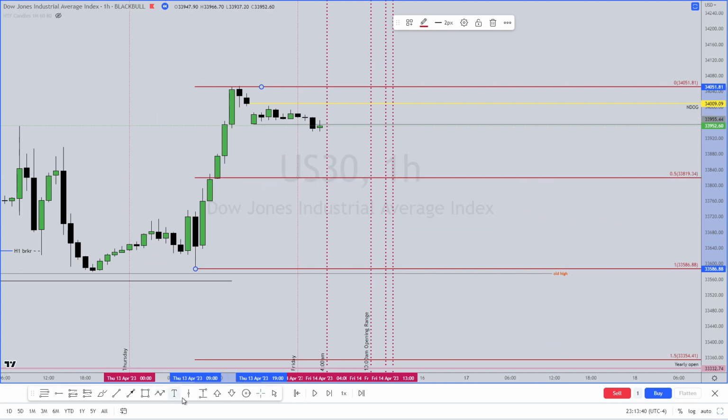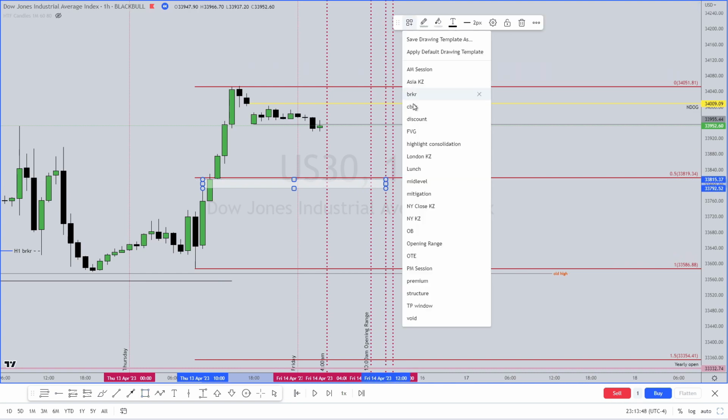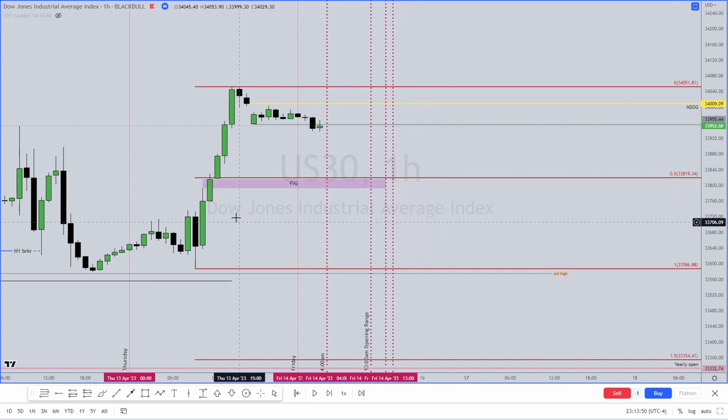So we'll do a couple of things with this. And again, the idea is to set up and practice framing the day for the PM session. So this is a discount fair value gap.